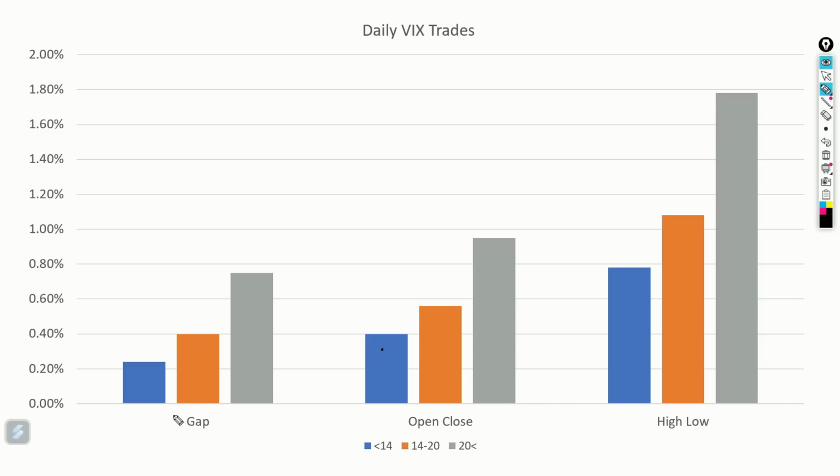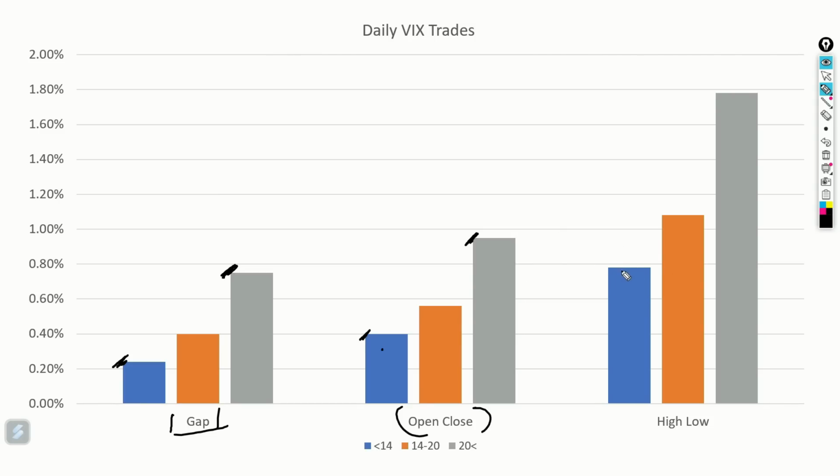When we come to the gap analysis, the gap up or gap down analysis, this is the expected gap up or gap down when VIX is under 14, and this is the expected gap up or gap down when VIX is greater than 20. You can again see the difference between open and close. When VIX is under 14, 0.4% is the expected difference between open and close, and almost around 0.8% when VIX is greater than 20. And the difference between high and low, again, we can quite clearly see here.